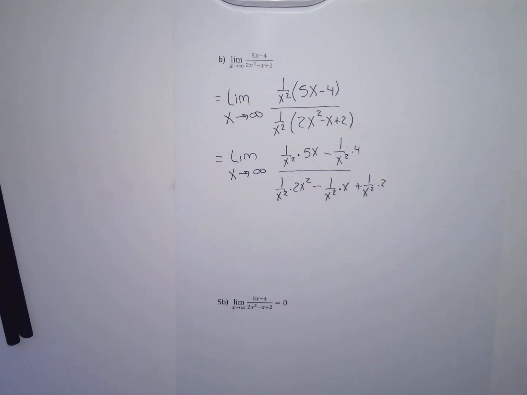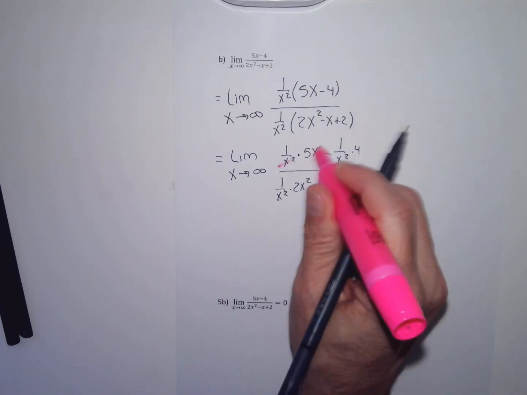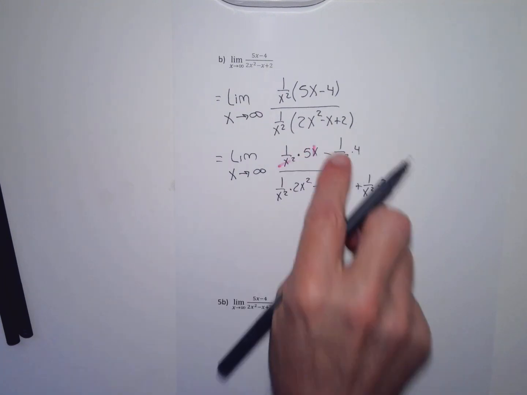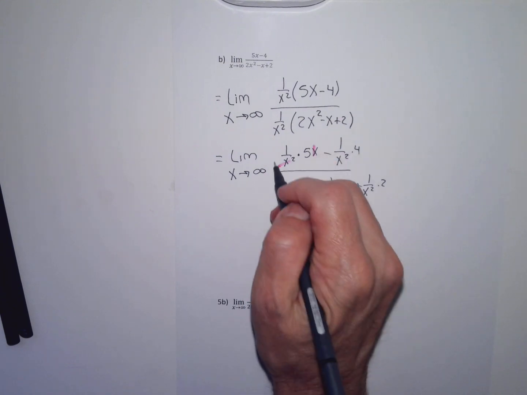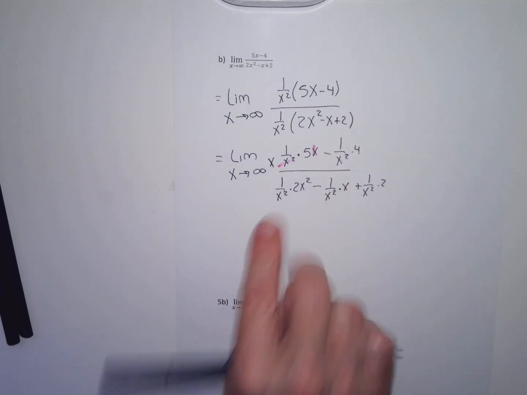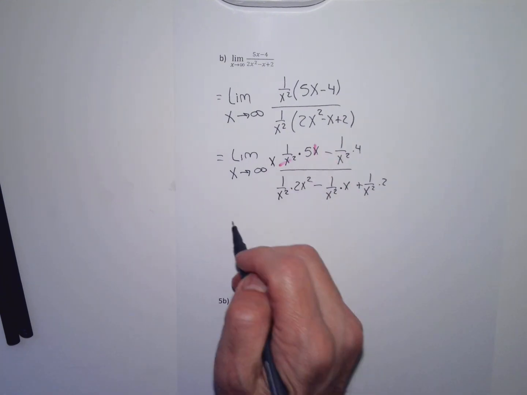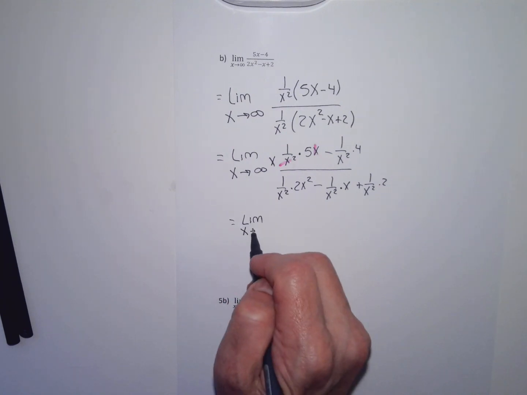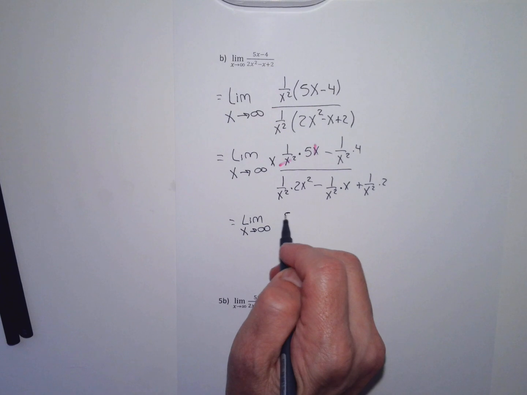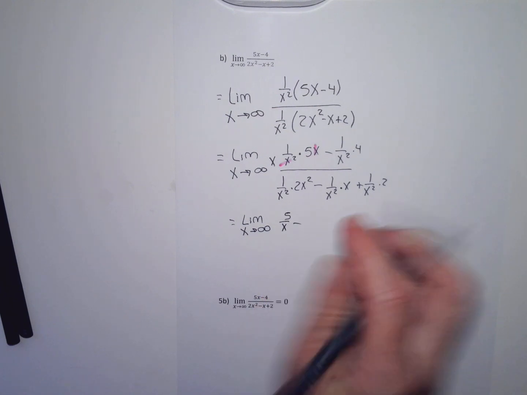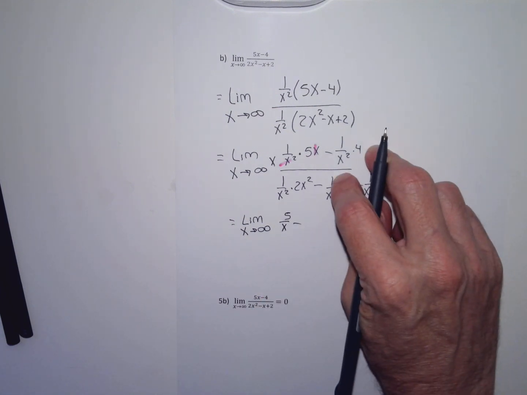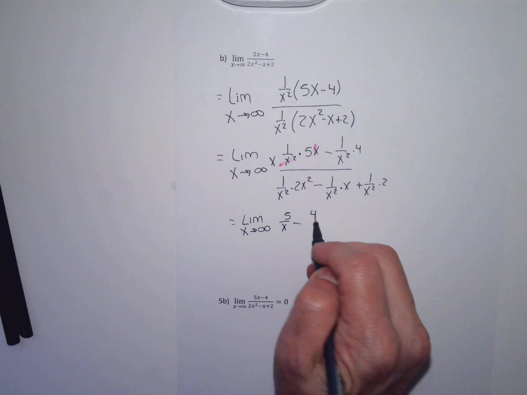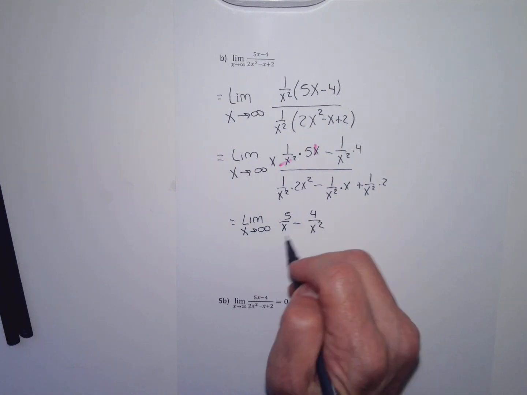When I start off the numerator, this x squared and that x cancels. The x goes away completely. The x squared only cancels down to an x. I'm left with 1 over x times 5. And 1 over x times 5 simplifies to be 5 over x. The next piece of my numerator doesn't do any canceling. I'm just going to write 4 over x squared for the result of that multiplication.